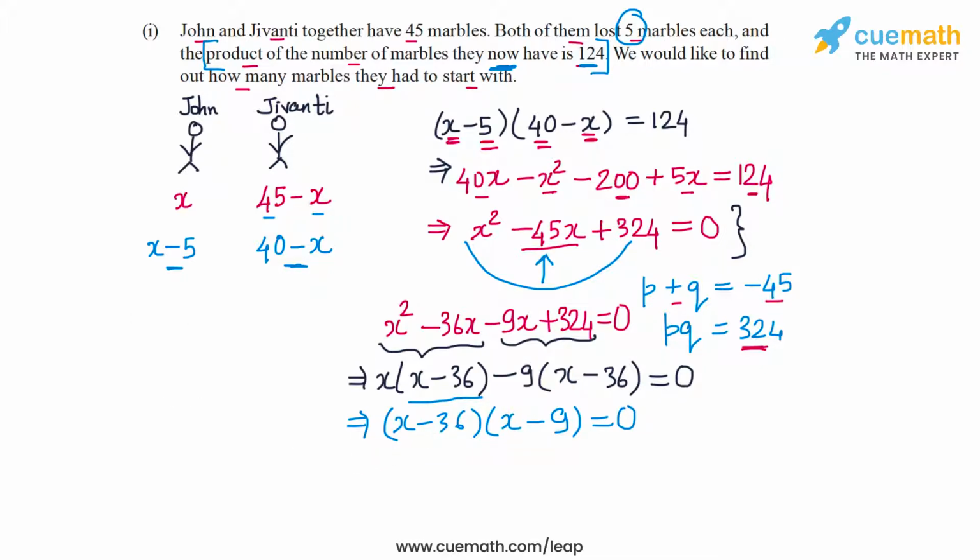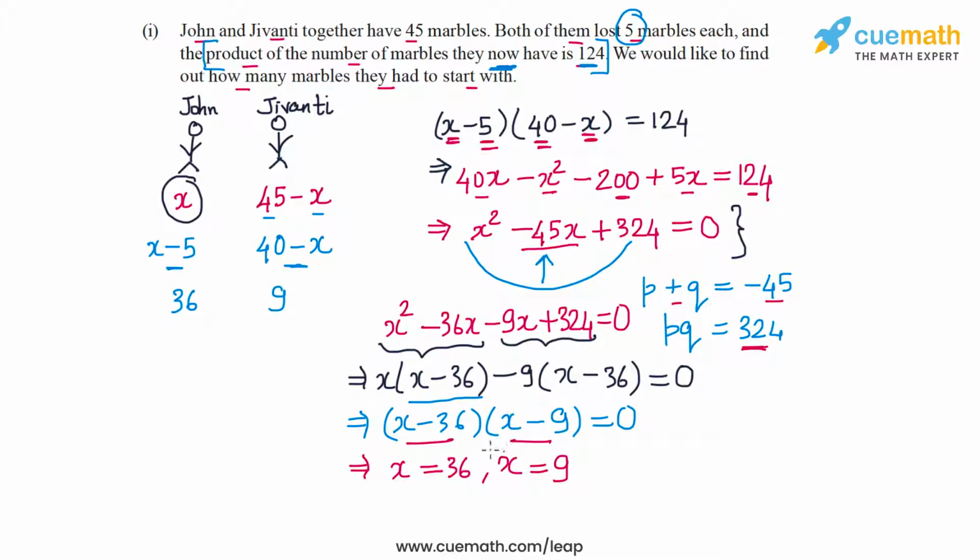So the two roots are the zero of the first term, so that's x equal to 36, and the zero of the second term, so that's x equal to 9. So our answer is that John had 36 marbles and Jivanti had 45 minus 36, or 9 marbles. So we can write the answer like this: John had 36 marbles and Jivanti had 9 marbles to start with.